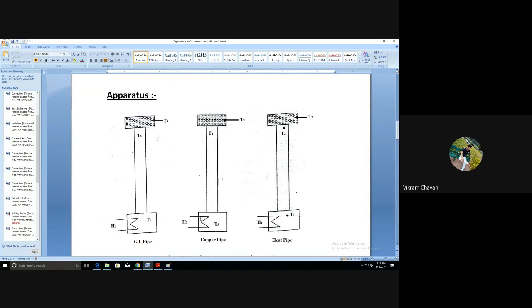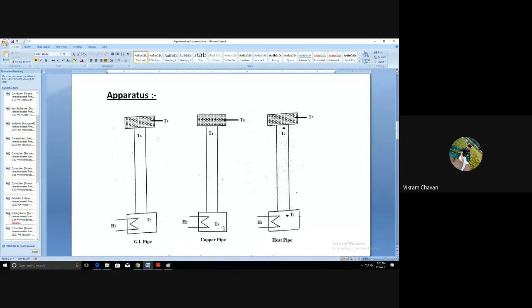Okay, now at the bottom part of all three pipes, a heater is provided which will act as a heat source. And to measure the temperatures at the bottom side, three thermocouples are provided. The T1 thermocouple will measure the heat source temperature, or the evaporator section temperature, for the heat pipe. The bottom side will be considered as the evaporator section, and the T1 thermocouple will measure the temperature of the evaporator section of the heat pipe.